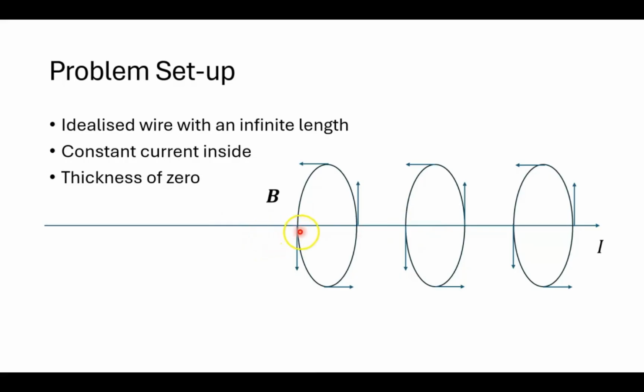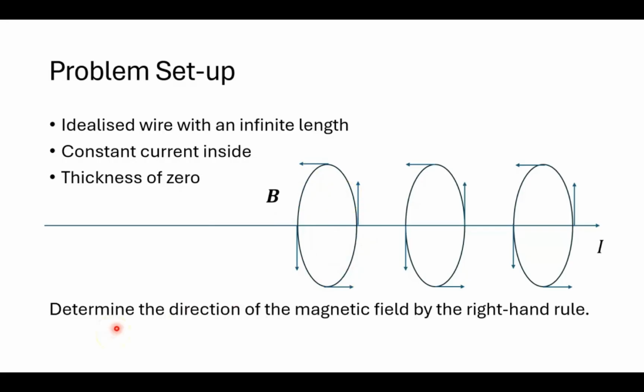And also we have a thickness of 0 to simplify our problem. So we only consider the magnetic field outside and it has no inside. And also we can determine the direction of a magnetic field by the right hand rule.